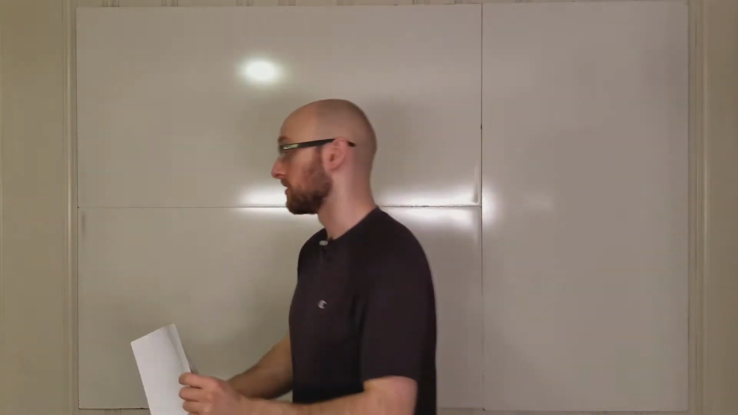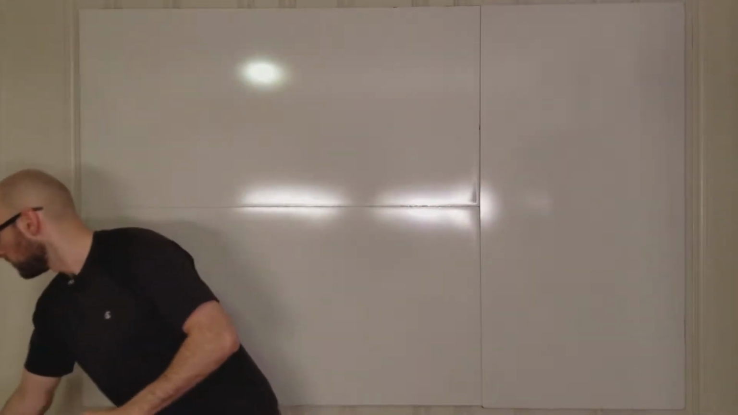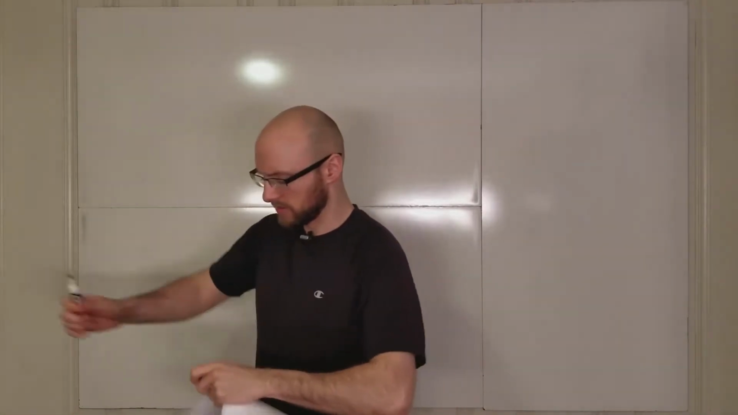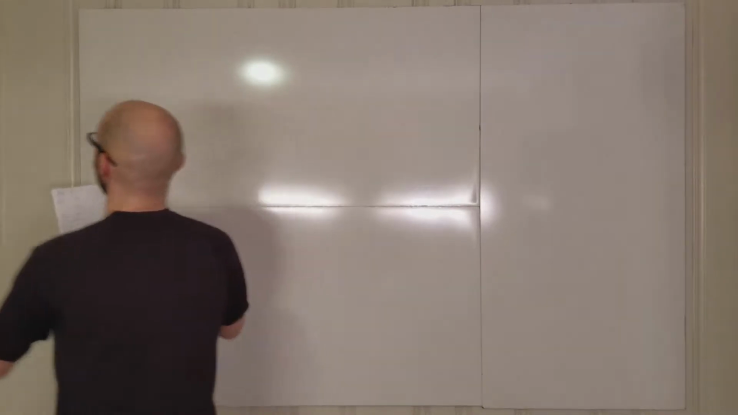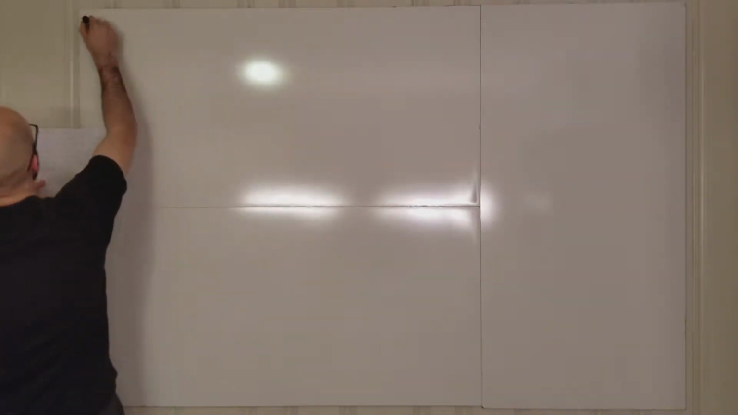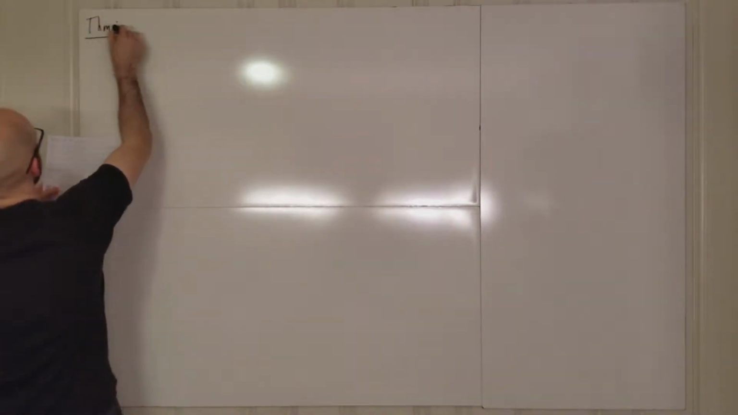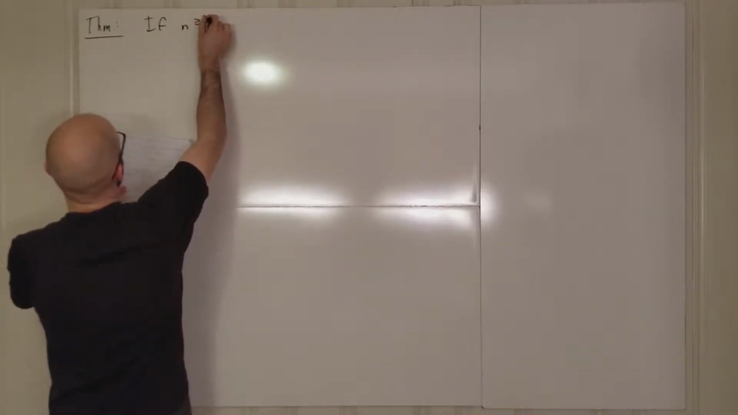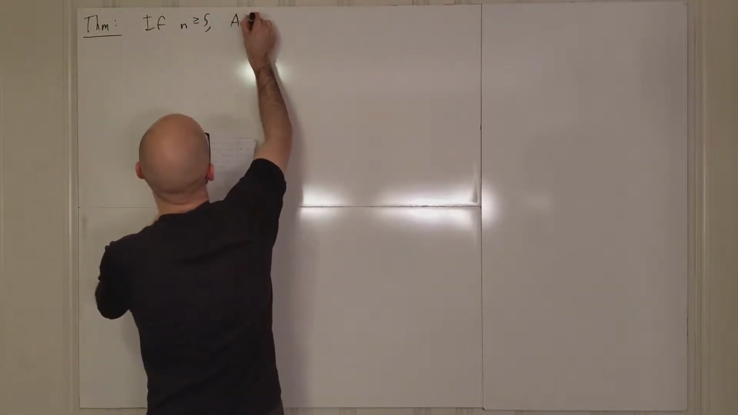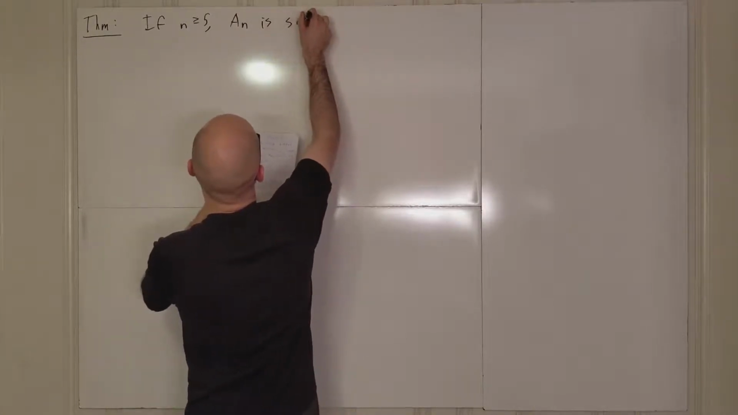Alright, so we have a theorem to prove, and hopefully, since this is just one theorem, it's a longer one. I'm hoping we can get it done, as I always do, in one video. We'll see what happens. So if n is greater than or equal to 5, then A_n is simple.